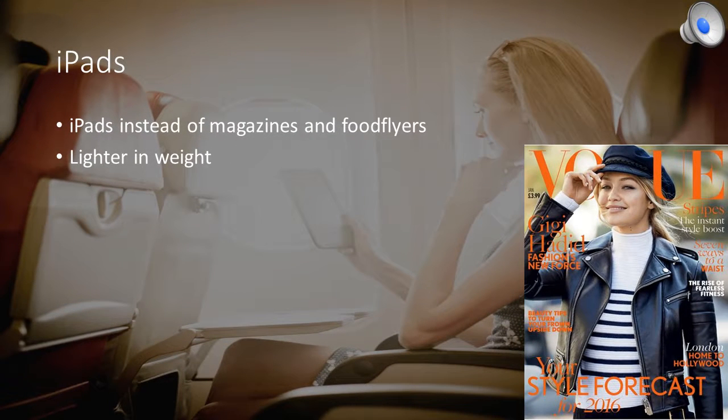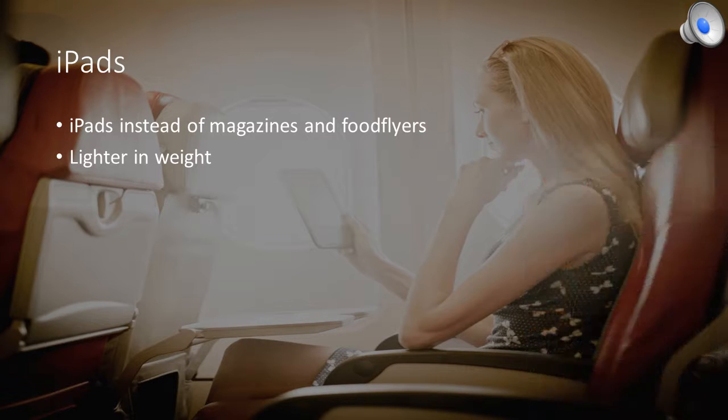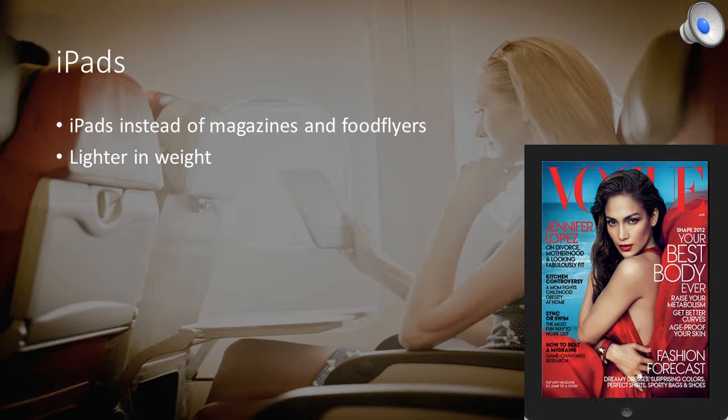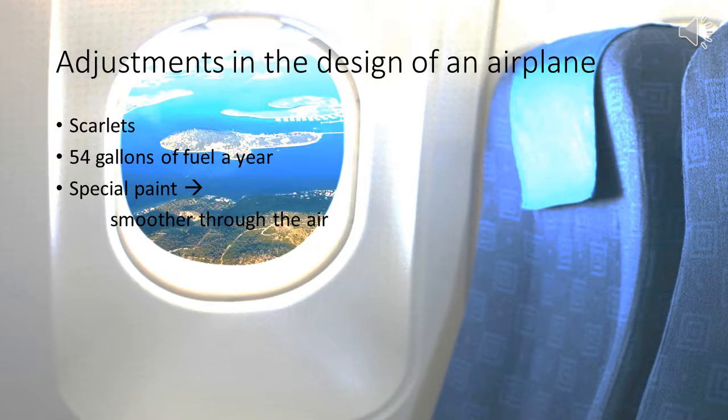Airlines go further and further in reducing their weight. They removed the entertainment magazines and food flyers and replaced these with an iPad for every passenger. An iPad is lighter in weight than all these papers. Small adjustments in the design of an aircraft can also reduce cost. For example, installing scarlets on the wing. This is an extension of the aircraft wings to reduce drag.